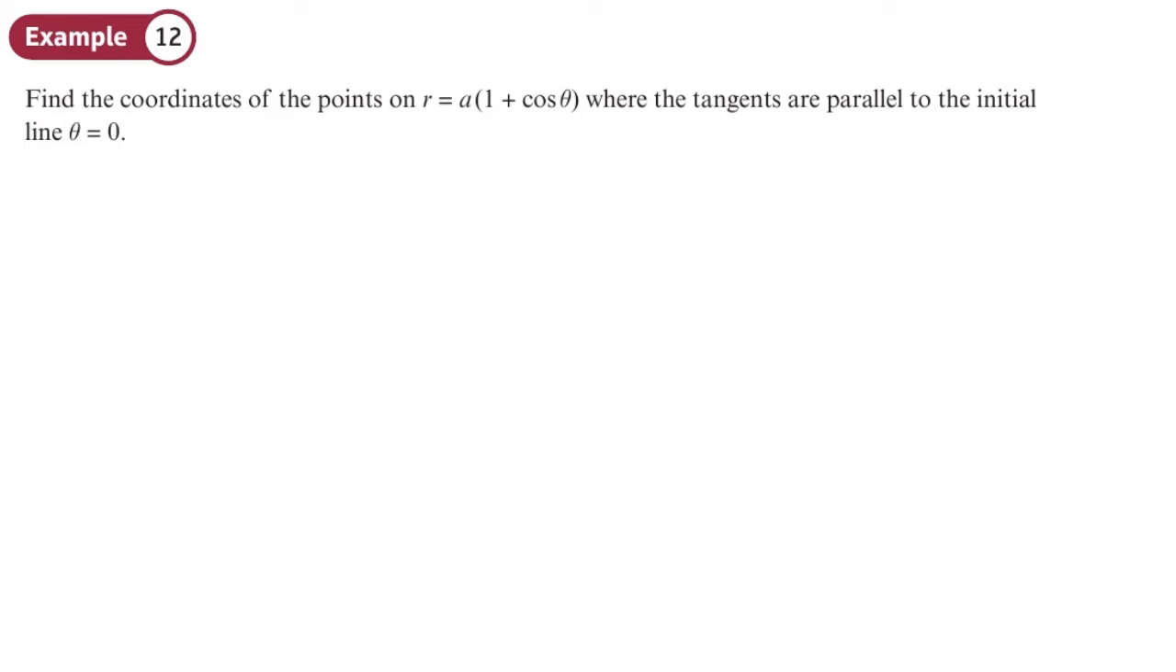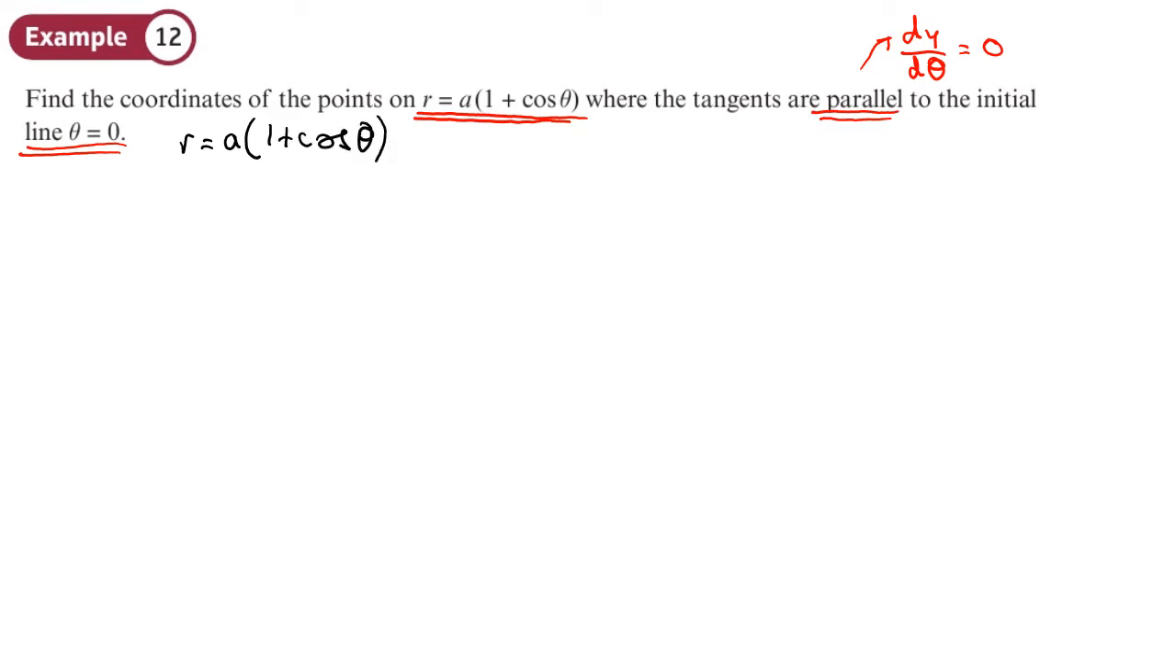Right, so we want to find the coordinates on this line here, where the tangents are parallel to the initial line. If it's parallel, that means we've got dy/dθ equals 0, parallel to the initial line. So how am I going to get this r equals a(1 plus cos θ) in the form y equals something with theta?